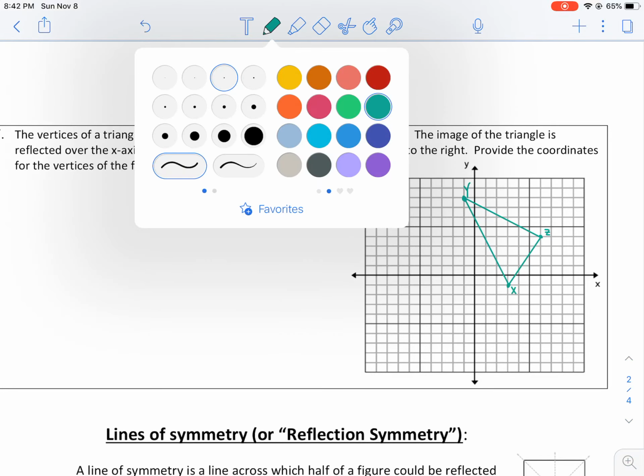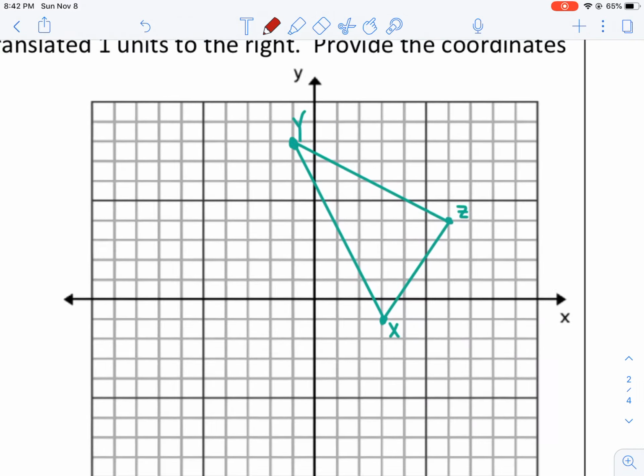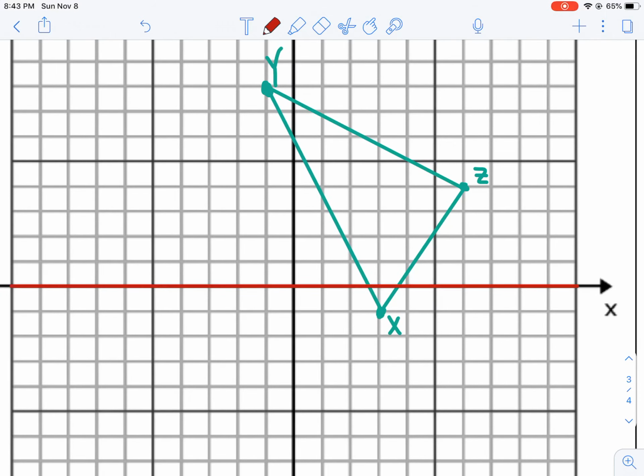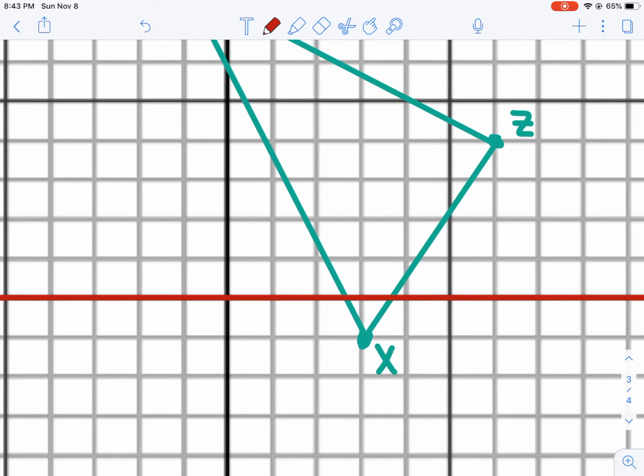So this one's actually interesting. Again, we're doing 2 transformations here. We're reflecting over the x-axis and then translating 1 unit to the right. You can do this all at once, or you can do it separately. You could do the reflection and then the translation, but I'm going to do it all at once. If we look here, we've got x, that's 1 below. So it's going to reflect to 1 above. Normally it would be right there, but we're translating it 1 to the right. So it's going to end up here.